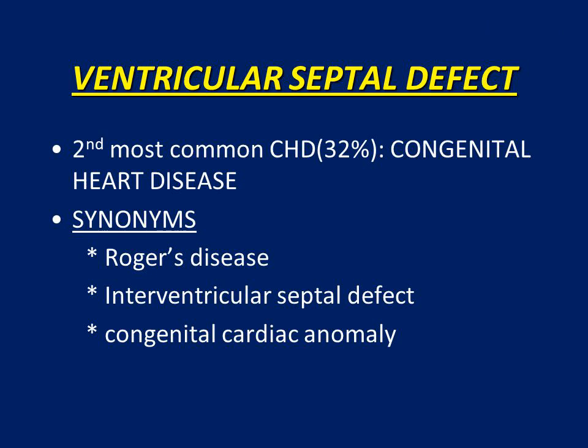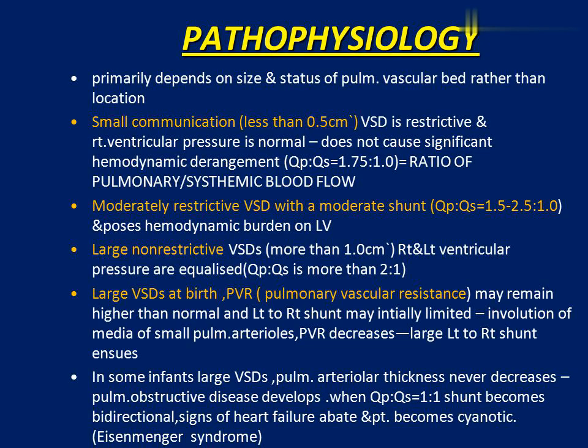Ventricular septal defect. Second most common congenital heart disease, CHD, at 32%. Synonyms: Roger's disease, interventricular septal defect, congenital cardiac anomaly. Pathophysiology depends primarily on the size and the status of the pulmonary vascular bed rather than on location.